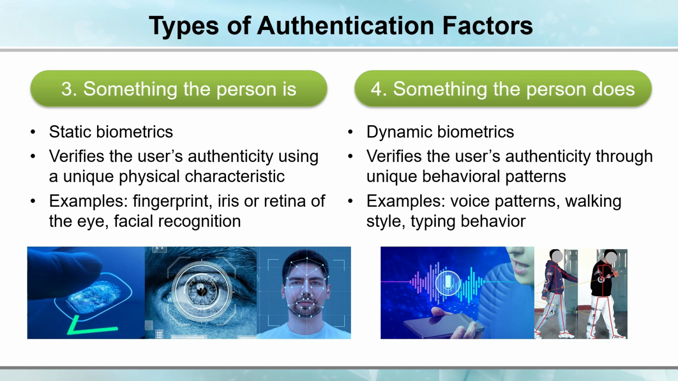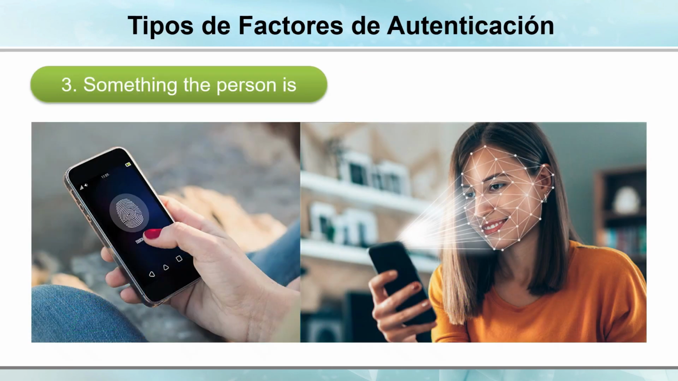Even though the something the person does factor is an interesting alternative for user authentication, its practical use is extremely limited. This is because its implementation is complex and requires training models capable of learning and recognizing individual user behaviors. Additionally, its accuracy is generally lower compared to methods based on something the person is. In contrast, physical biometric factors, such as fingerprints and facial recognition, have become increasingly common in everyday systems. Today, many people use these mechanisms to access their smartphones or digital services quickly and securely.